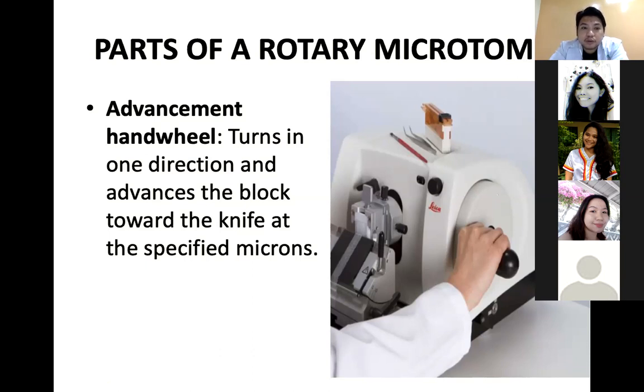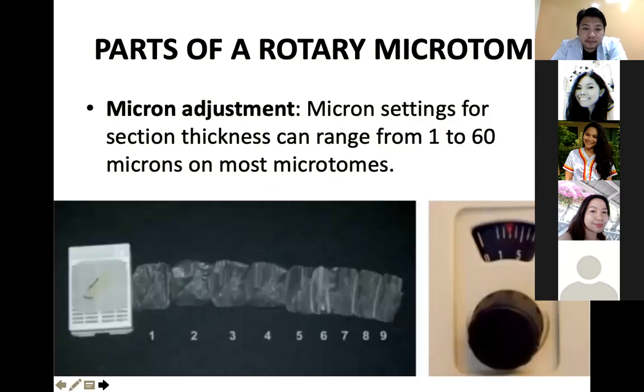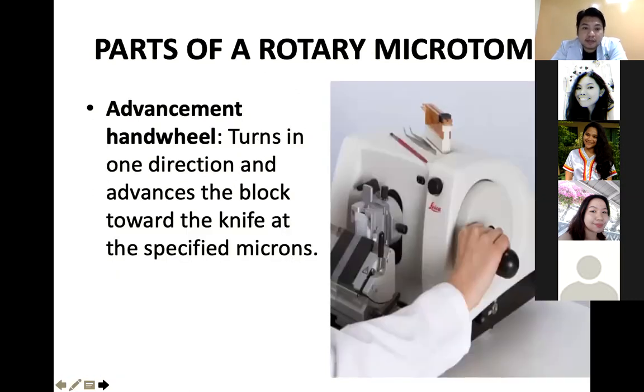The coarse hand wheel earlier is the one that brings our block holder closer. The advancement hand wheel is the one that moves the block towards the knife, meaning it moves up and down. When the block is near, it is usually what brings the block and the knife into contact.